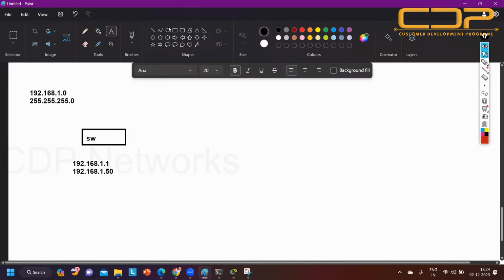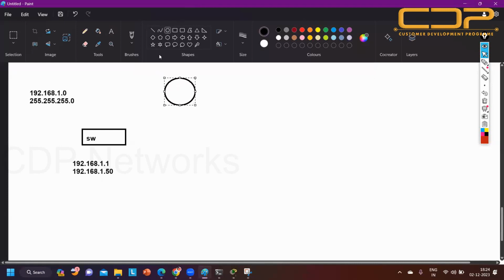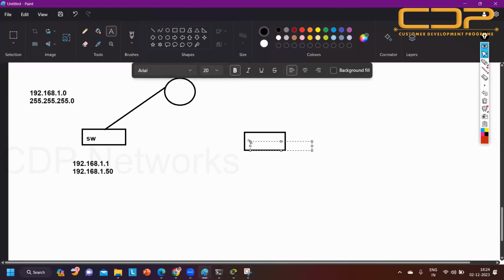And let's say this switch is connected with one router here, and in future the same company needs to connect some more computers on this side. They need to design one more network here. Here they place one switch, and they need, let's say, 20 IP addresses. They need to connect 20 computers here. 50 hosts are required here, and here let's say 20 hosts.